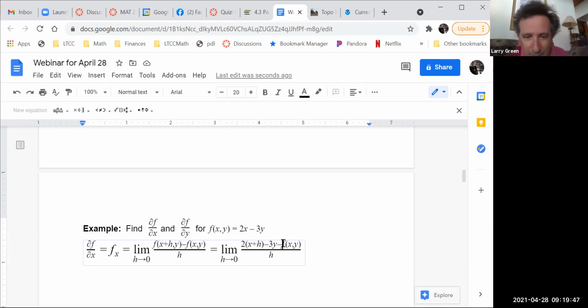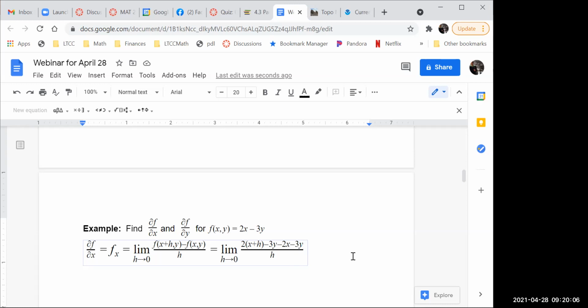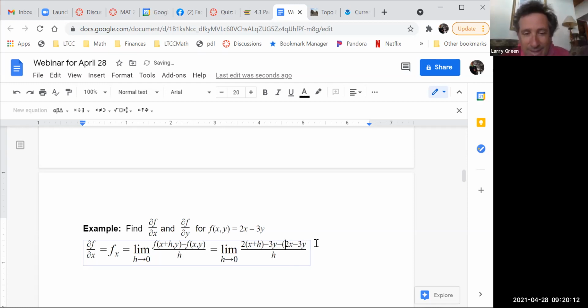So I'm going to do something on purpose. f of x y is just 2x minus 3y. What's wrong with what I just did? And it's very important, and it's the number one mistake I see in using the definition of the derivative. You didn't distribute the minus to the entire function? Yeah, I didn't distribute the minus. I didn't put parentheses around the f of x y. So I wanted to emphasize that because that's the mistake I see mostly. Any questions on that?